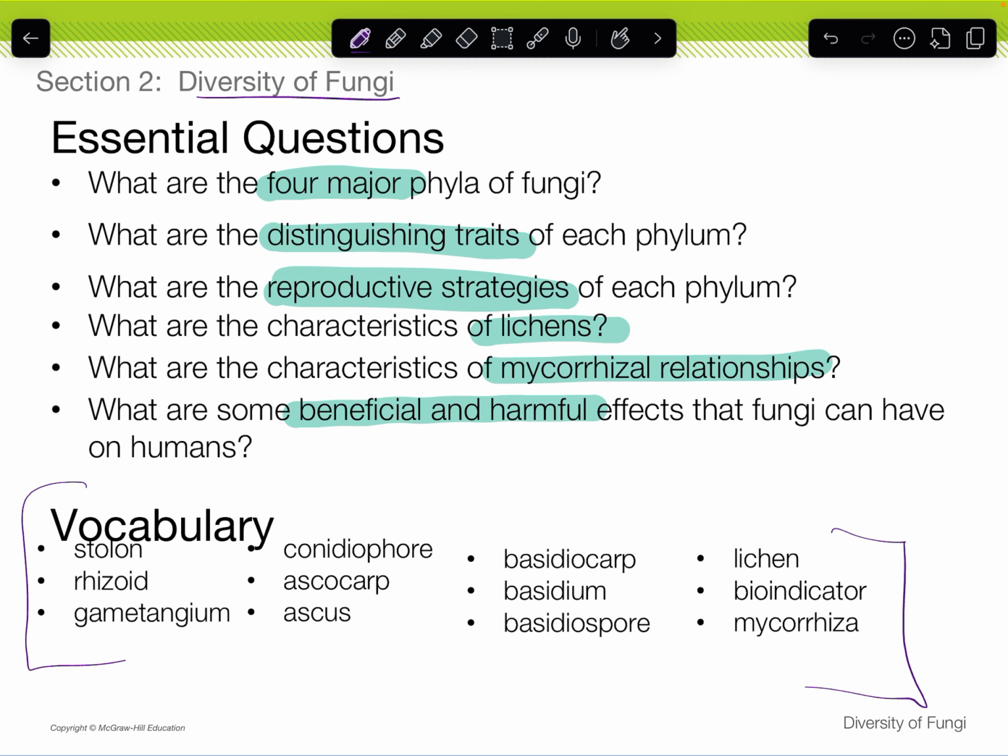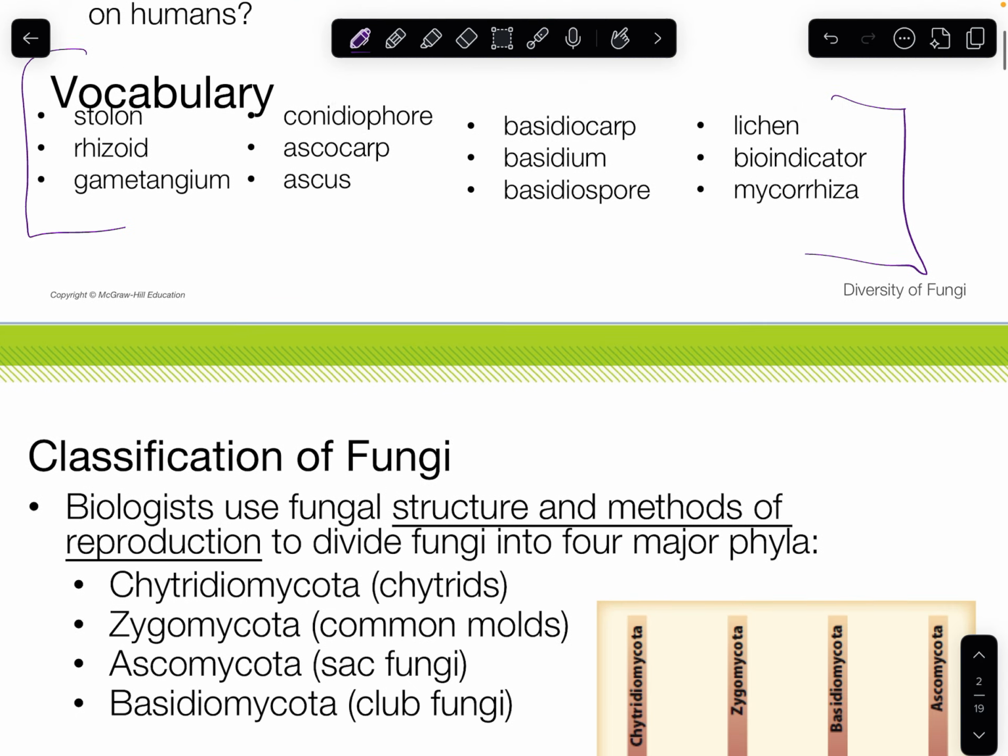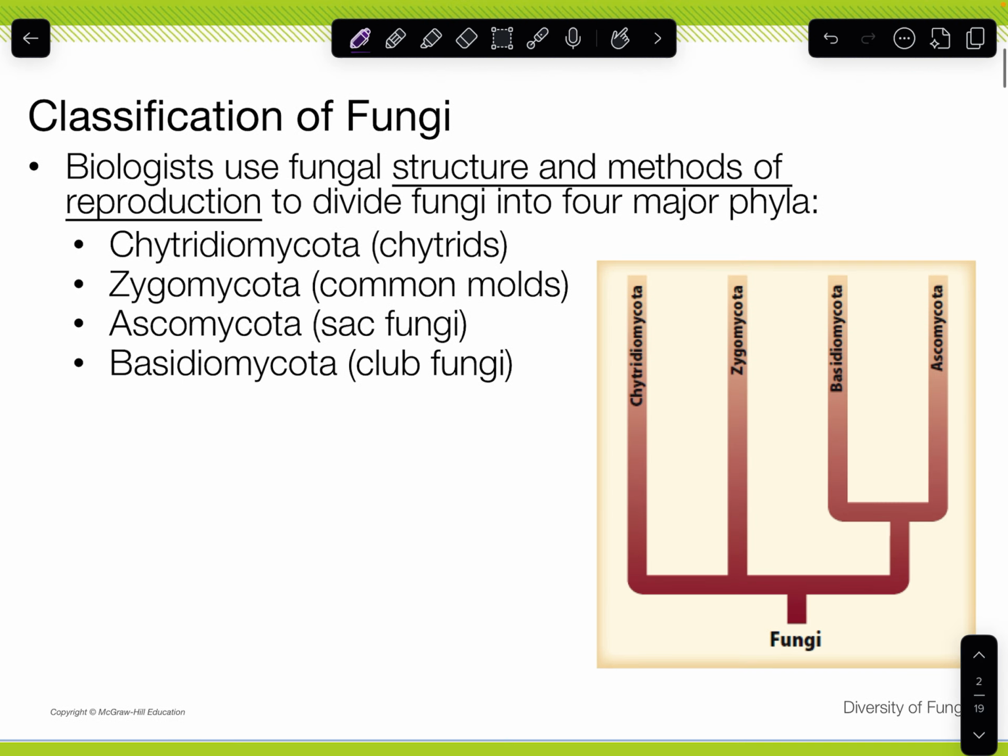We do have some vocabulary down here to know, learn, put into your brain forever. All right, but let's jump into it. So when we're talking about classification of fungi, we're going to be looking specifically at 2 things, right? Specifically structure and methods of reproduction. Those are the 2 main things that are dividing our fungi into our 4 major phyla.